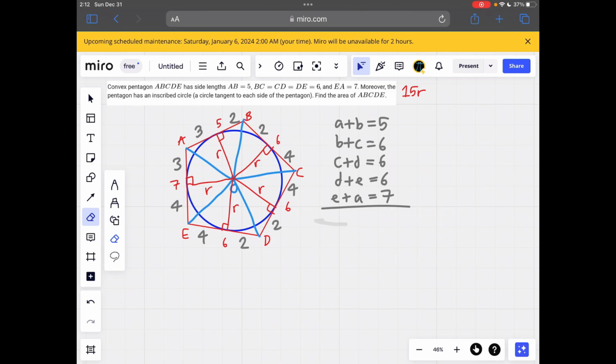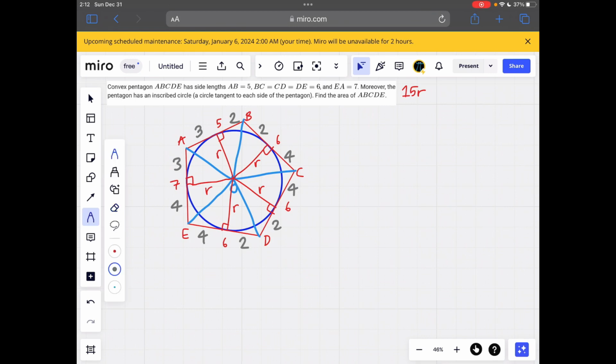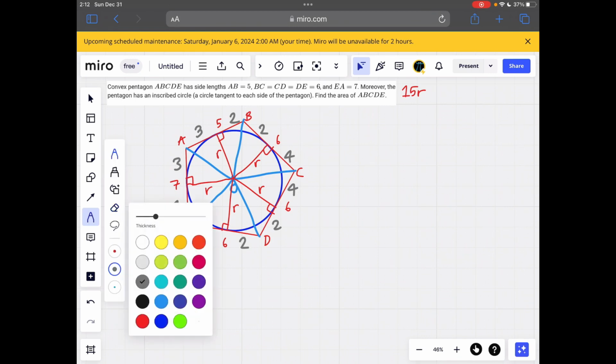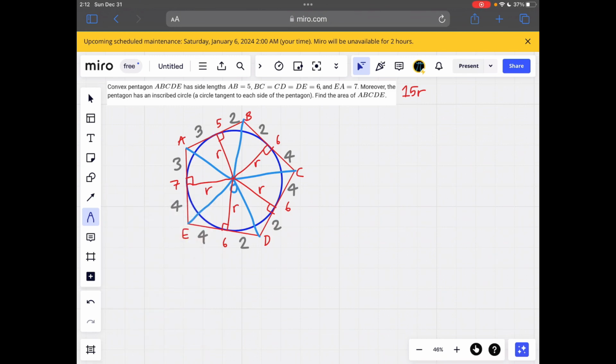Now here comes the fun part where we determine the value of r. In order for this configuration to be valid, we need the sum of the central angles to be 2 pi, or a full circle. That is the sum of these angles here.